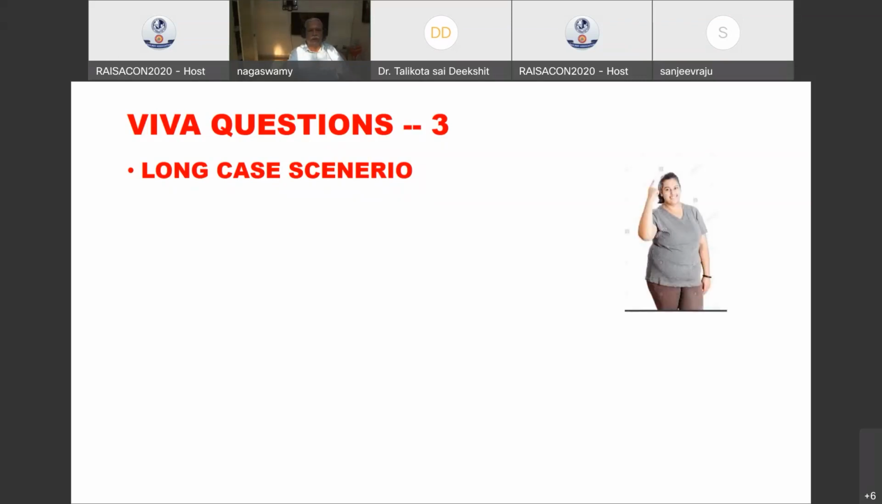So the first case scenario is about this patient, looking normal or slightly obese. You can unmute and answer, whoever wants to answer.